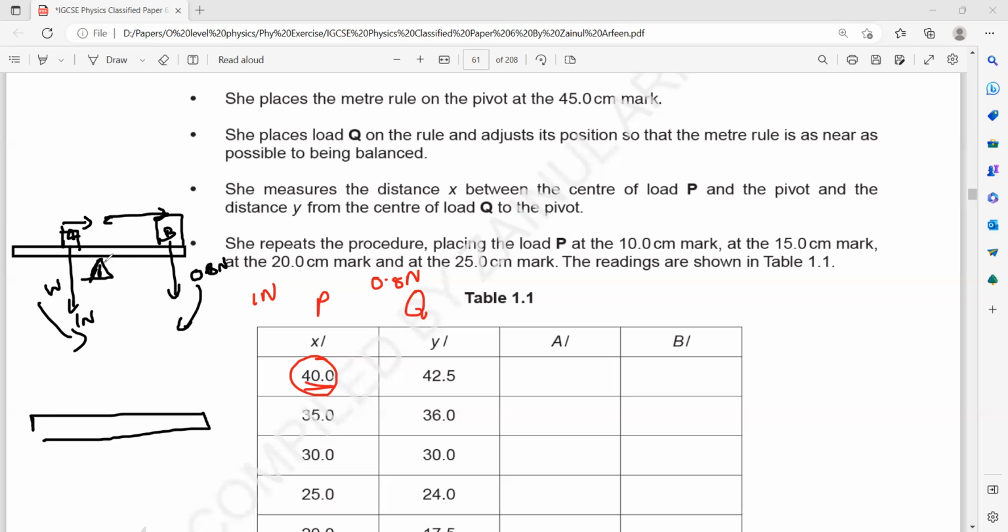But as they are placed on the meter rule and there's a pivot, these weights, which are forces, will cause a turning effect. One will cause a clockwise turning effect, another will cause an anti-clockwise turning effect. To balance them on a meter rule or a meter scale, the clockwise moment should be equal to the anti-clockwise moment. So if A is heavy, it should be closer to the pivot. B is lighter, so it should be away from the pivot.